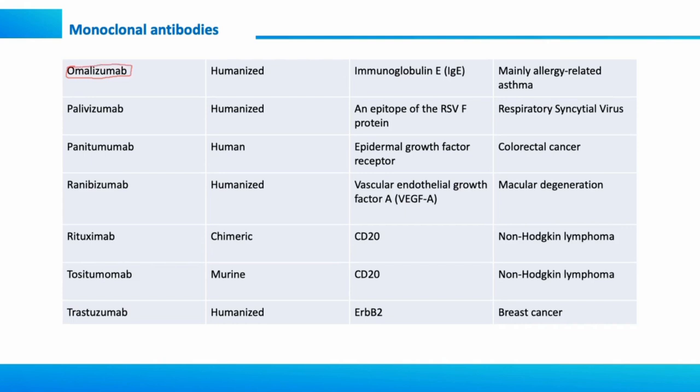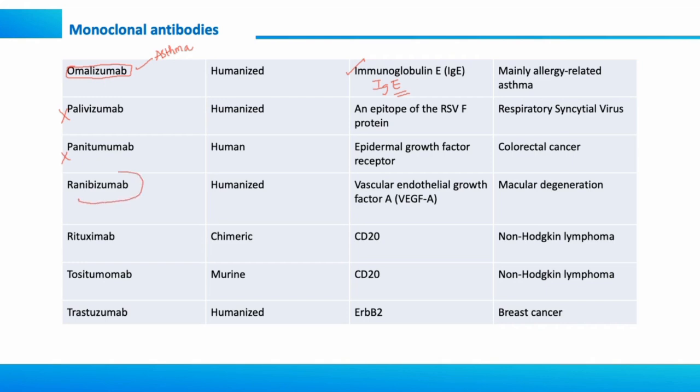Omalizumab, because we use it in asthma management. It is a monoclonal antibody against IgE. IgE means allergic, right? So this is omalizumab. This is not important. Palivizumab, panitumumab is also not important.